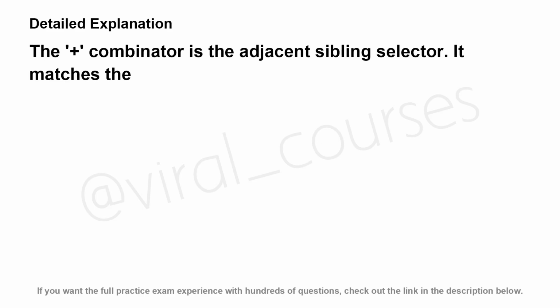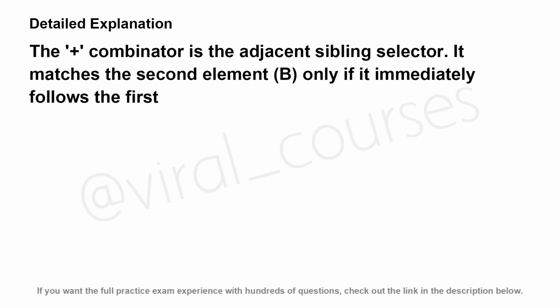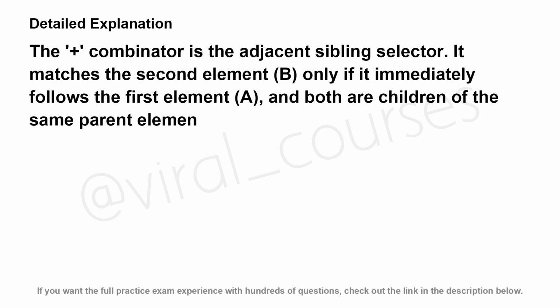The plus combinator is the adjacent sibling selector. It matches the second element, B, only if it immediately follows the first element, A, and both are children of the same parent element.